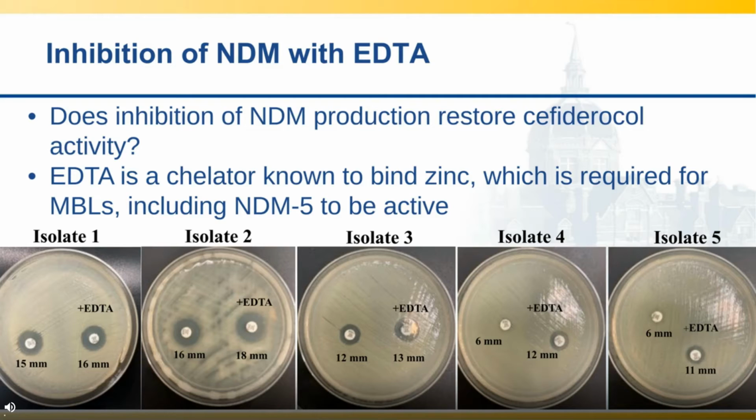Whereas in isolates 4 and 5, we start to see expansion and opening of that cefiderocol zone diameter, consistent with, when we inhibit the NDM, we see restored activity of cefiderocol. This further supports the association that this increased copy number of NDM-5 led to increased expression and led to cefiderocol resistance.